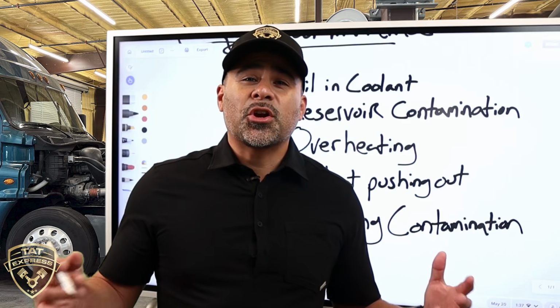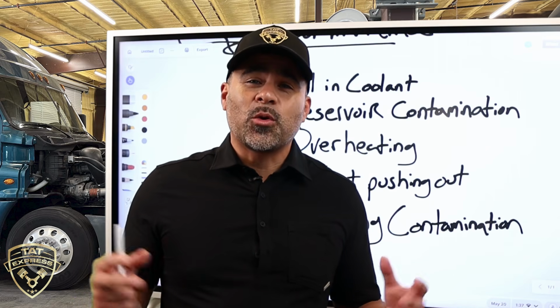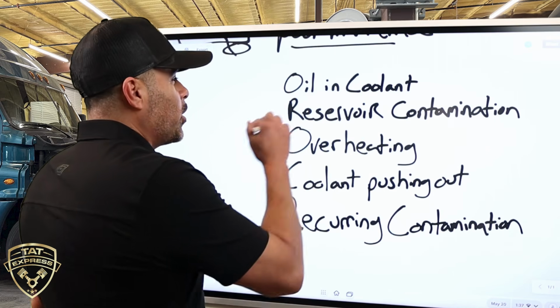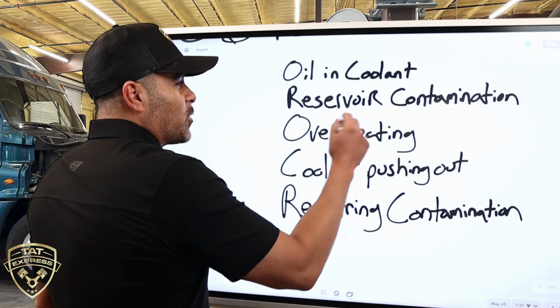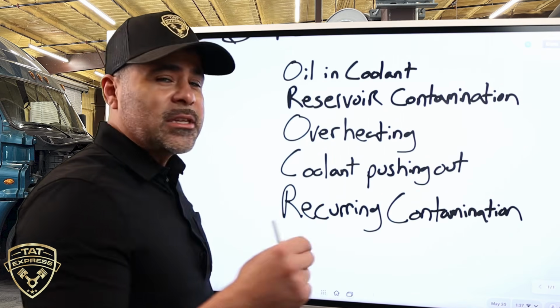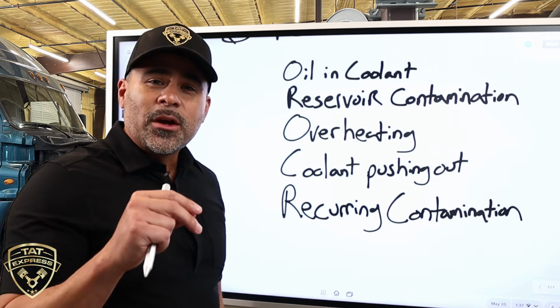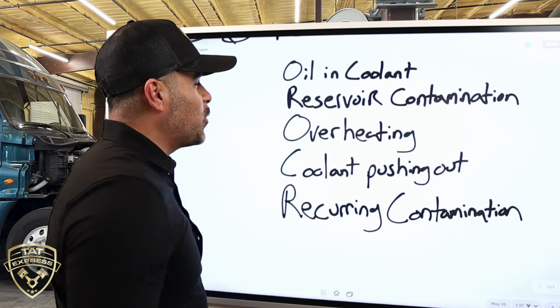The symptoms that you're going to be looking out for when you have a failed oil cooler, of course, is oil in the coolant. This is very easy to see. You're going to see reservoir contamination. That's the oil slime that's going to be on the top of the coolant reservoir.